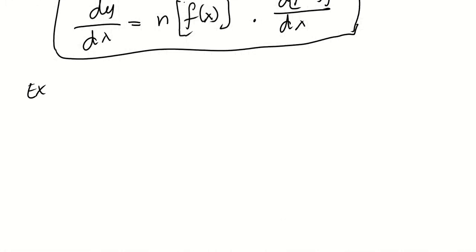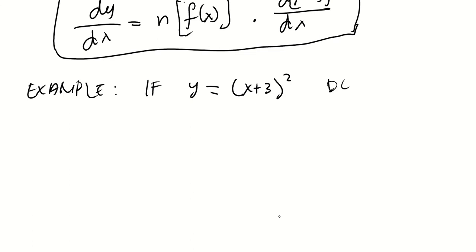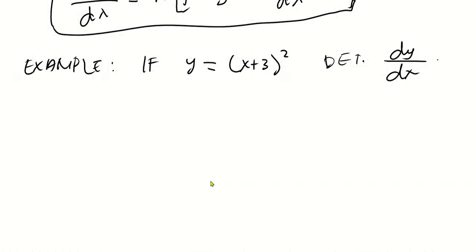Example. If y is equal to (x + 3) squared, then we want to determine dy/dx. So applying the general power rule in terms of chain rule. Solution. Actually, we can expand this one first before we take the derivative, just like what I've said before. Before you apply the quotient rule or the product rule, you simplify first.